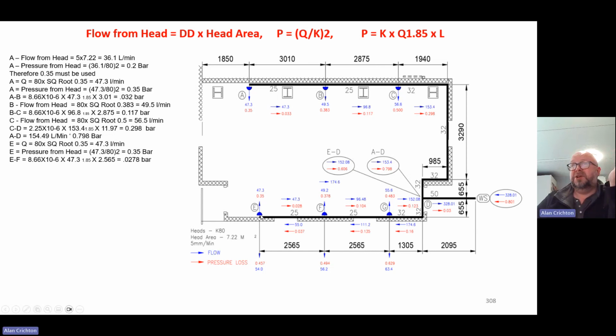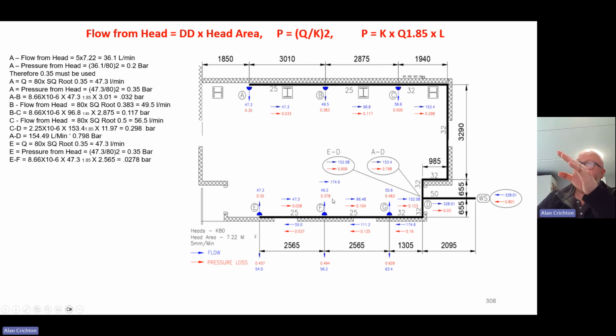We then work out the pressure loss from E to F. So it's going to be the flow, which is here, the K factor, which we get from TB227, table 2, and the length of the pipe, which is 2.565. So the pressure loss down E to F is 0.028 bars. Add 0.028 bars to 0.35.